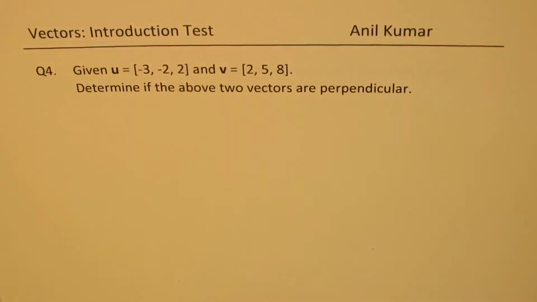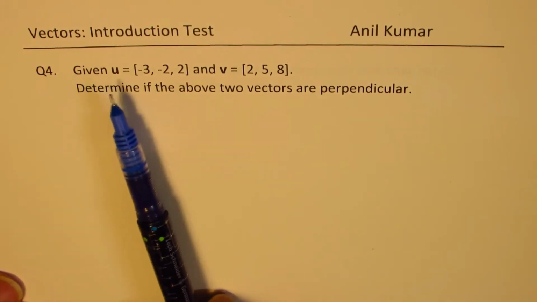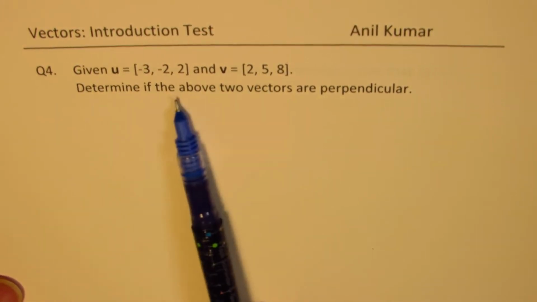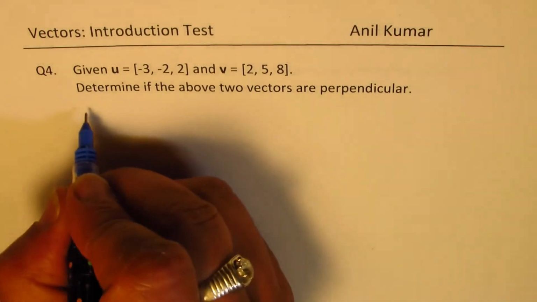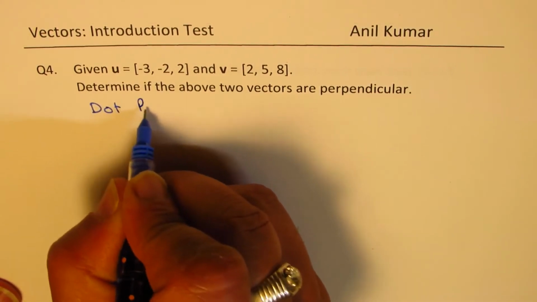Let's move on and take question number 4. We are given two vectors u and v. Determine if the above two vectors are perpendicular. So perpendicular means the dot product should be 0, right?